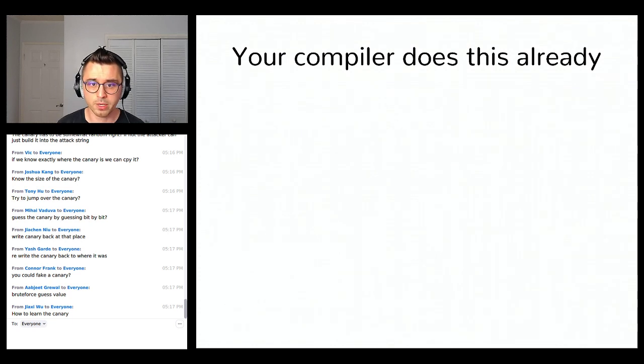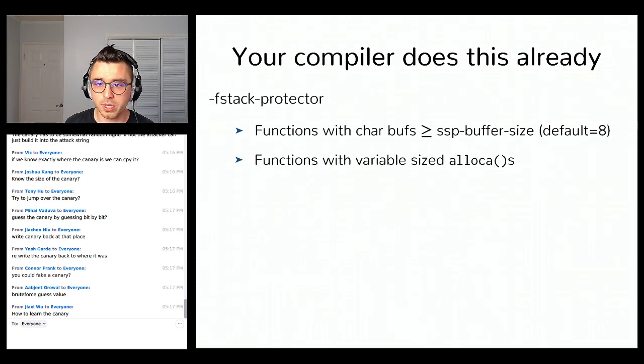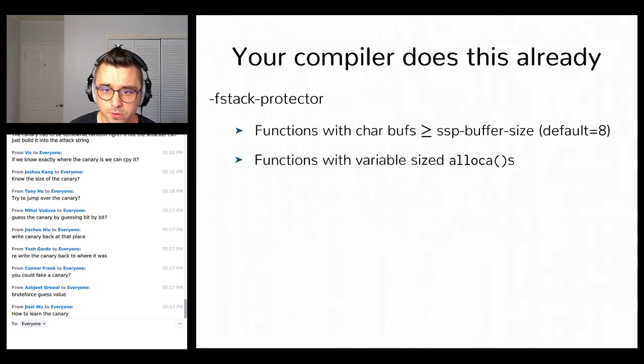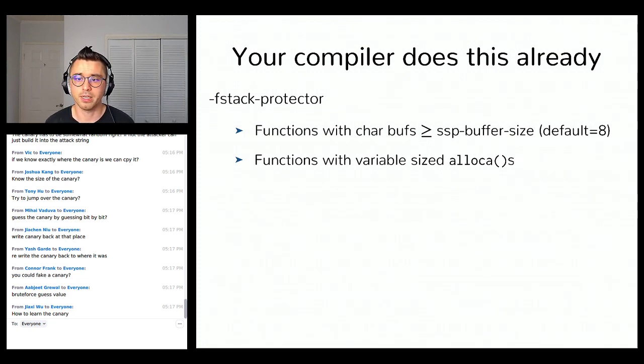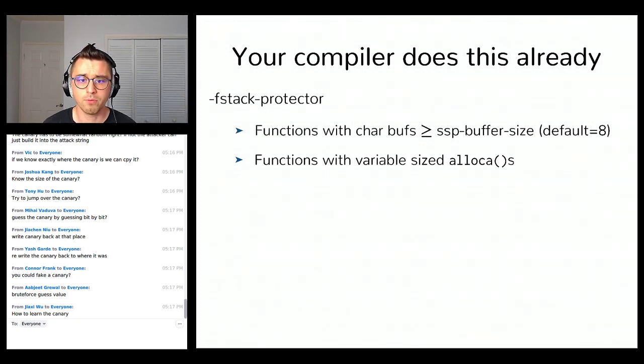Right, and I want to point out, like I said at the start of this, your compiler actually does this. There are different modes of turning on canaries. For example, you can use fstack-protector. This turns on stack canaries for functions that have character buffers of a size that is reasonable enough for an attacker to use. GCC's default is, if you have a stack allocated char buffer of at least length 8, we're going to turn on stack canaries. We're also going to turn on stack canaries if you have any variable sized stack allocations with alloca.